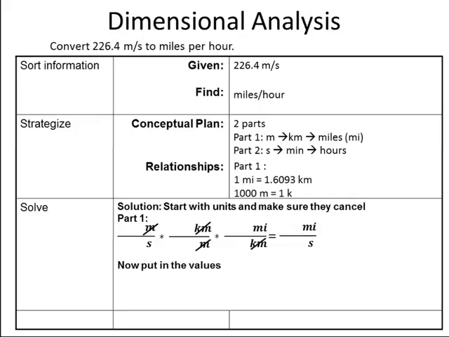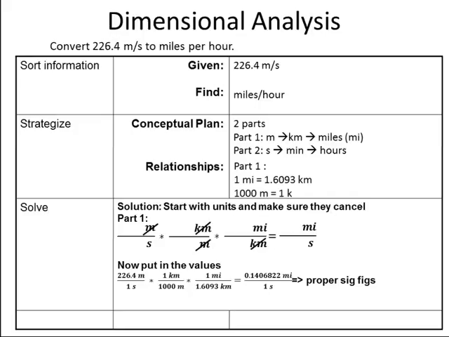Let's put in some values here. So I've got 226.4 meters over 1 second times 1 kilometer over 1,000 meters times 1 mile over 1.6093 kilometers. I get an answer of 0.14068822 miles per 1 second.